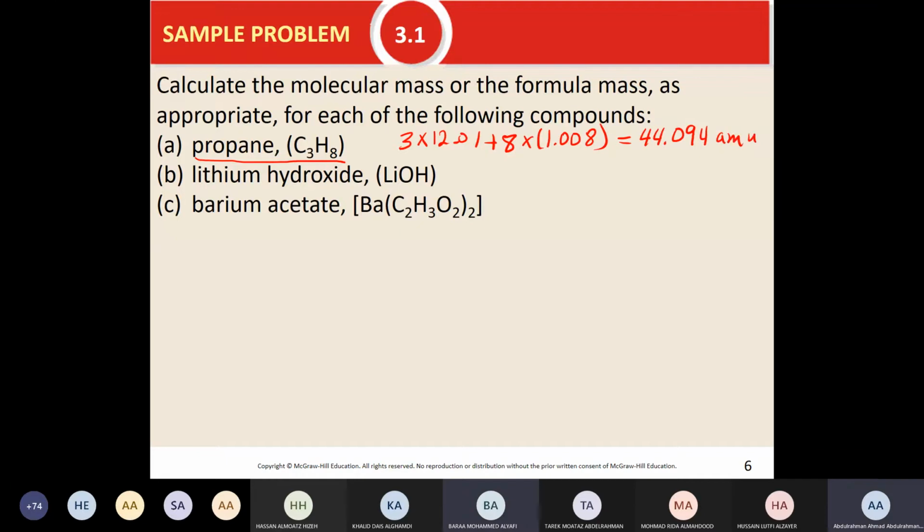Very good. Let's do it for lithium hydroxide. Quickly. 23.949. Who else got the same answer? Yes, it's right. What's the unit? AMU. You have to say it always. AMU.